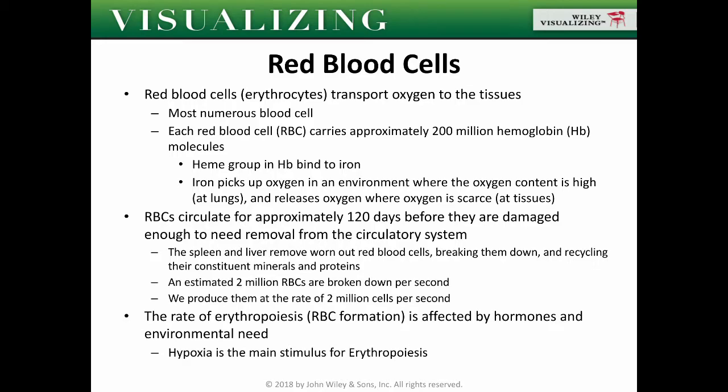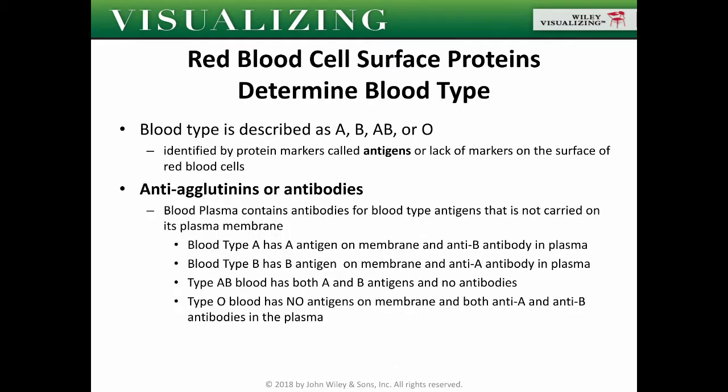So that is the stimulus for erythropoiesis, because it means that the oxygen in the body is not distributed well enough. So we need more work or something like that. So red blood cell surface proteins also determine blood type. So we have the four blood types of the ABO blood system: A, B, AB, and O.